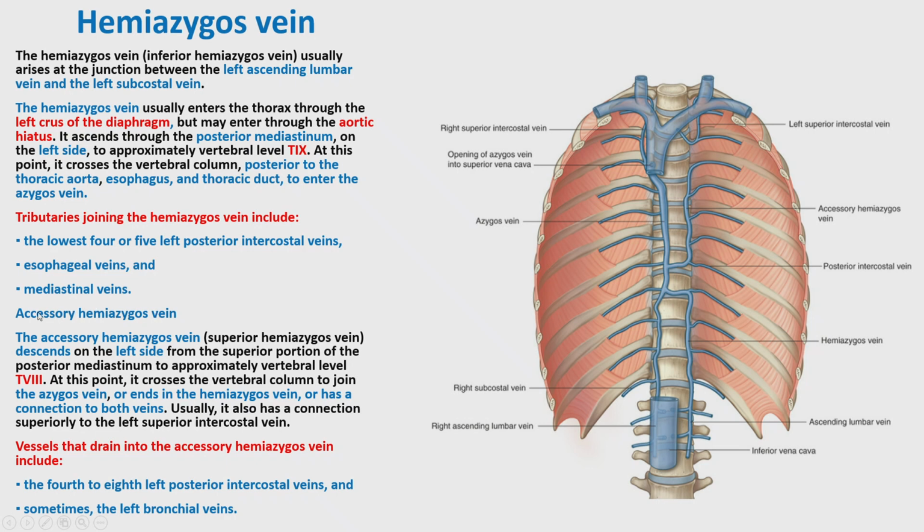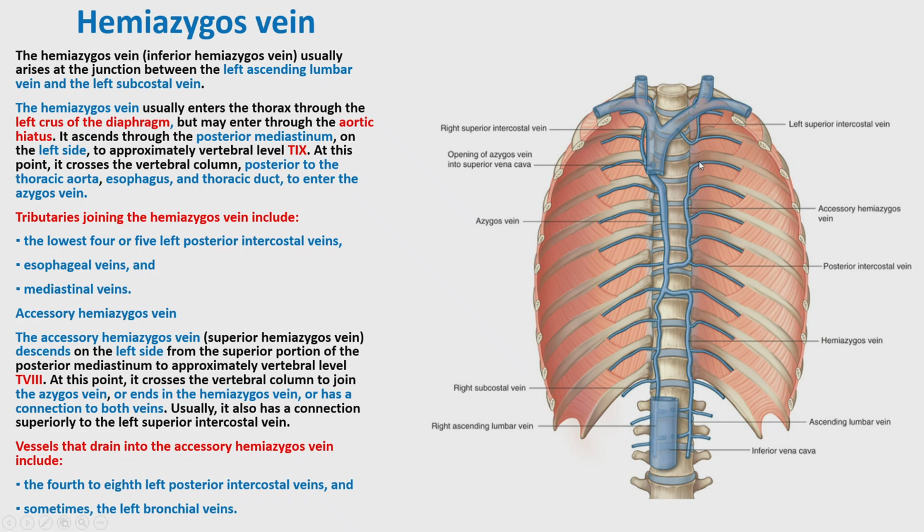So they consider also sometimes the tributary of the hemiazygos vein. The accessory hemiazygos in the left side and upper portion of the thoracic cavity, and on the left side, of course, they are descending approximately till the level of T8 or T7, and then either is draining to the hemiazygos or directly to the azygos system.